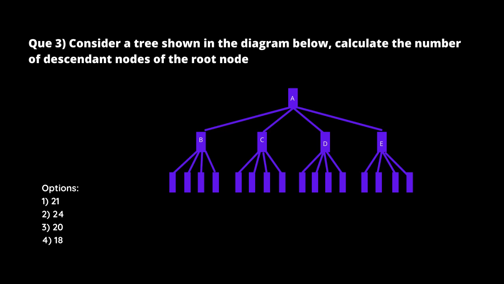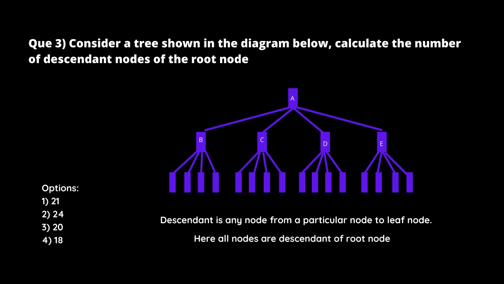Now you have to calculate the number of descendant nodes of the root node. So what is the meaning of descendant? A descendant is any node from a particular node to a leaf node, which means any node which comes after a particular node is considered to be a descendant. For example, here we have to find the descendant nodes of the root node. So all the nodes which come after this root node A are considered descendants.